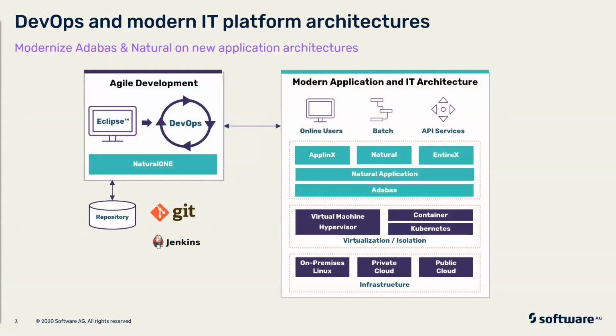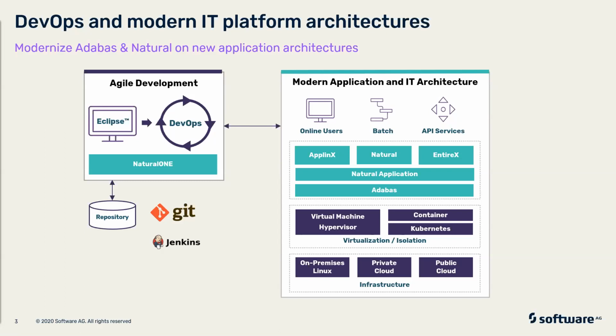Let's first introduce again this picture and illustration about DevOps and the modern IT platforms architecture. We see on the left-hand side the agile development that we think all customers should move into with Natural One and the Eclipse-based development environment with a DevOps approach connected to a Git repository. And then on the right-hand side, the modern application and IT architecture, where customers have the choice to operate on infrastructure on-premise, on a private cloud, but of course also on public cloud hyperscalers.